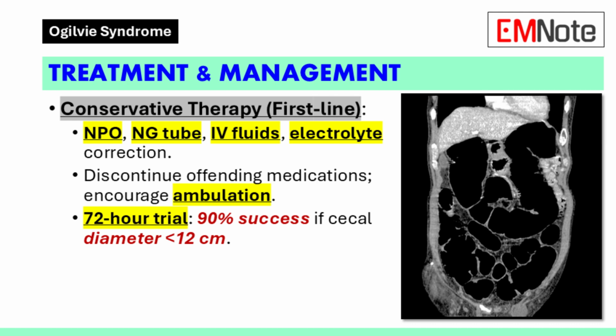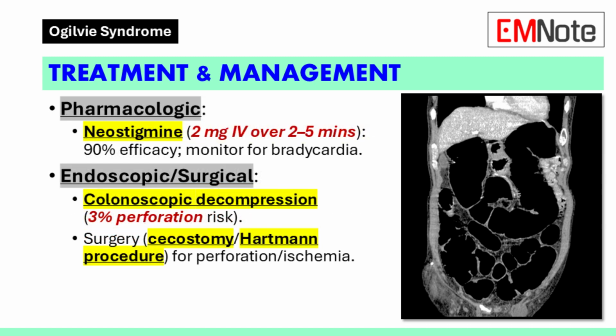If no signs of complications develop and the cecal diameter remains less than 12 centimeters, this conservative approach can continue for 72 hours with a success rate of up to 90%. Pharmacologic therapy with neostigmine is indicated for patients who do not improve within 72 hours, have Ogilvie syndrome duration greater than 4 days, or a cecal diameter greater than 12 centimeters.